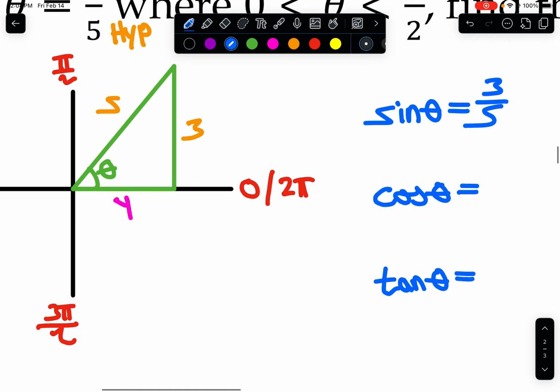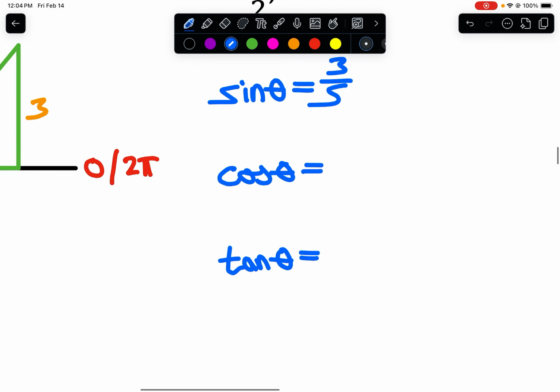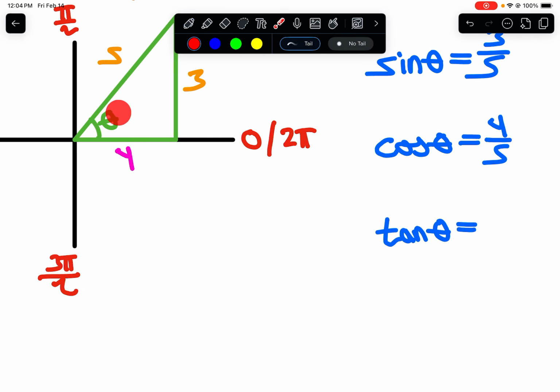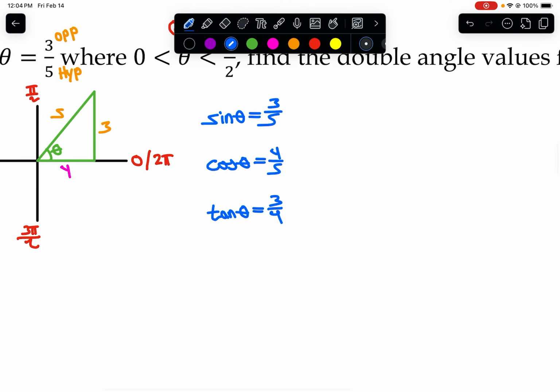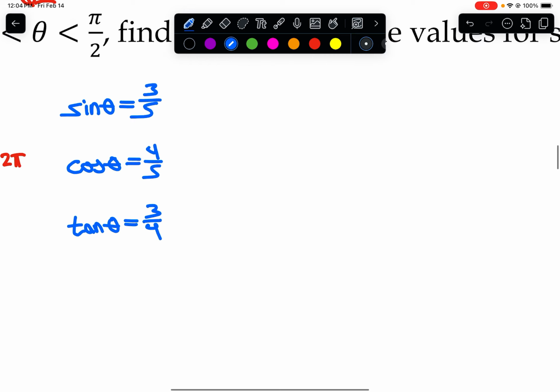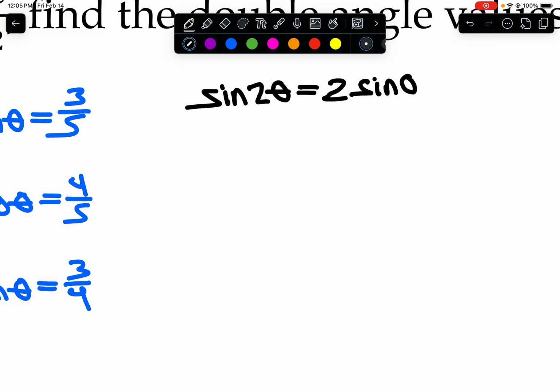Cosine of theta is the adjacent over the hypotenuse, so 4 over 5. That means cosine is 4/5. Tangent is the opposite over the adjacent, so 3/4. Now I'm going to use these values to help me develop the double angle values. I know sine of 2 theta is equal to 2 sine theta cosine theta.